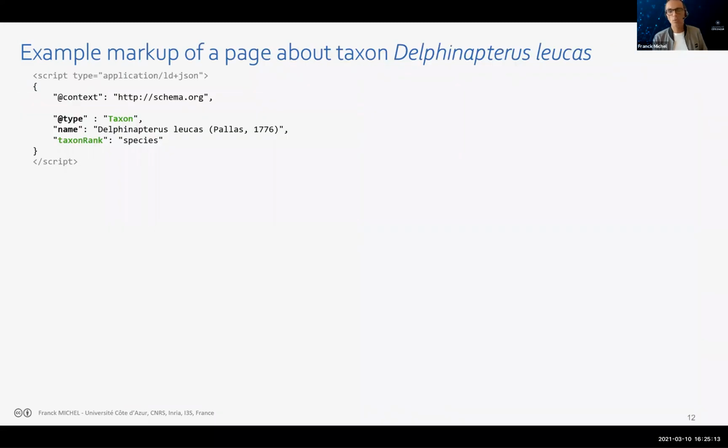Assume you're marking up a web page that denotes some information about the beluga. Well, this is the most simple form of JSON script that you could add in your web page to mark up the page with the taxon type. So you give the context, so you mean that the terms within this description will be resolved against that namespace. And you say that the page talks about a taxon. It has a name, which is the full scientific name with authority, and a taxonomic rank. And here I chose to use only a string as the taxonomic rank.